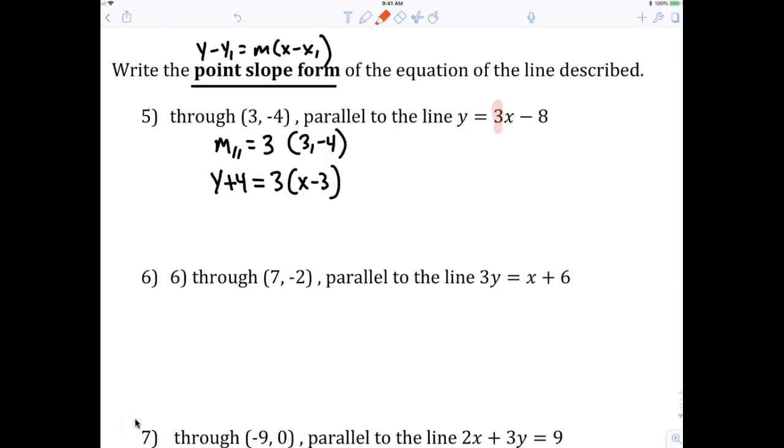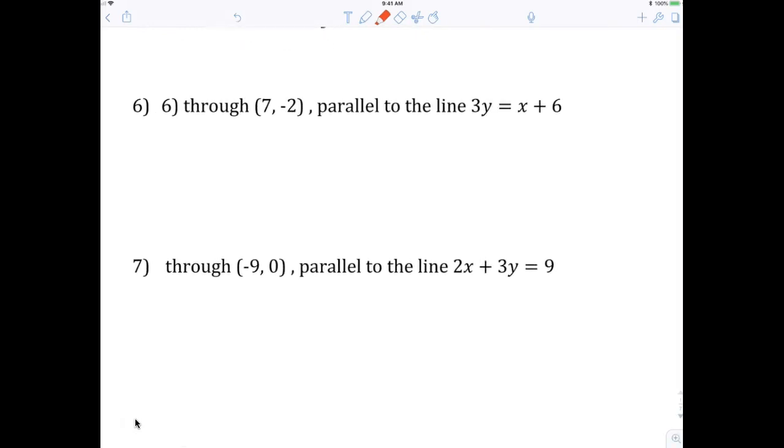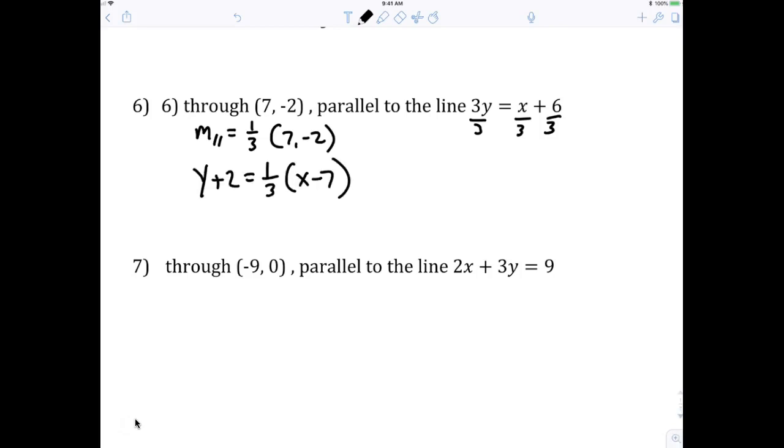So here we go. Question number 6. All right. Now here we have to divide by 3, right? So the slope of the parallel line would be what? 1/3. Passing through the point 7, -2. So now my equation is y plus 2 equals 1/3 times x minus 7. Anybody have any trouble with that?